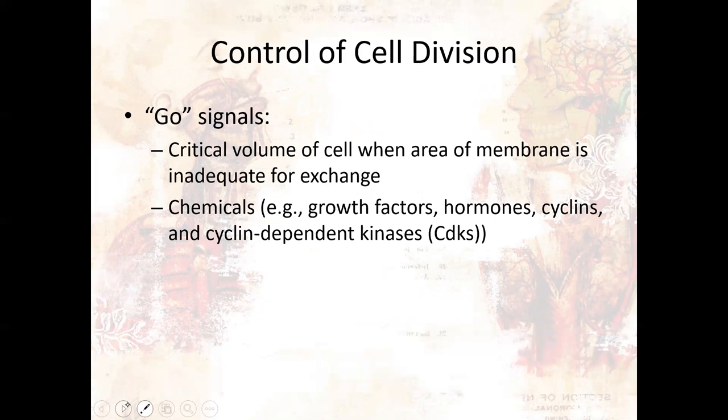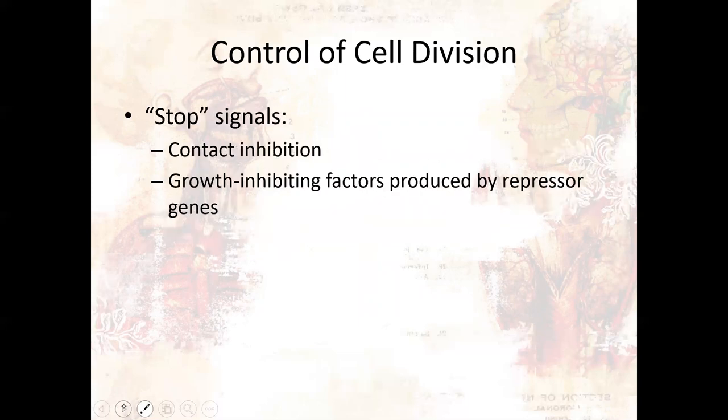Mitosis is how you grow. Mitosis is how you heal. What's important for mitosis, partly, is that your cells know when to divide. This is a go signal. When the cell gets too big, or when there are chemicals applied that will signal the cell to grow, they undergo mitosis. Just as important is the stop signal that tells the cells, okay, it's time to stop dividing. If cells don't stop dividing, well, that's cancer.